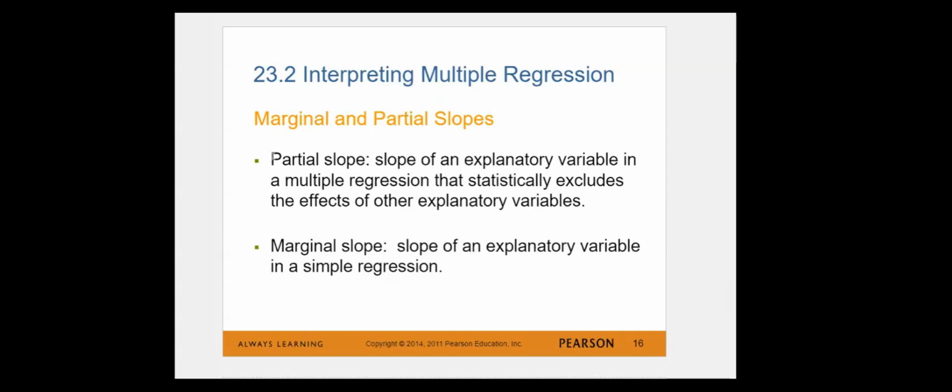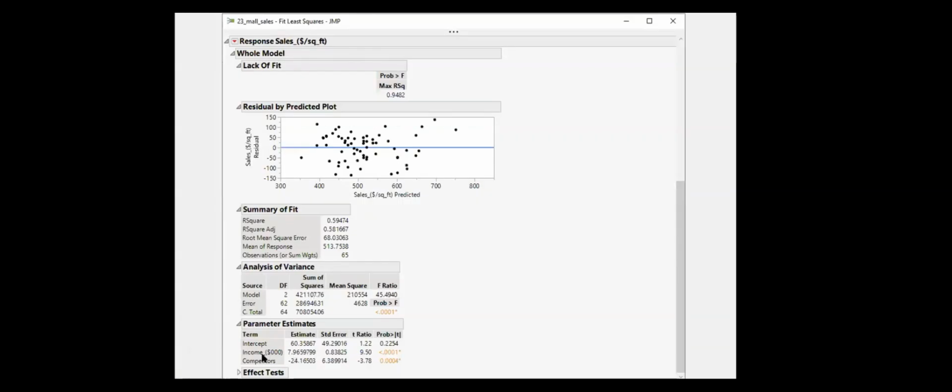Okay, how about the partial slope? Partial slope is the multiple regression results. Check the multiple regression results, and that's your parameter estimate results. And slope of income, estimate of income, 7.9 times income, and then negative 24 times competitors. Are they both significant? Yes.